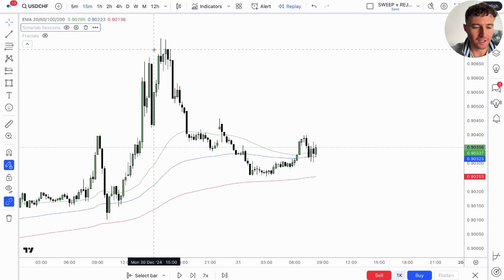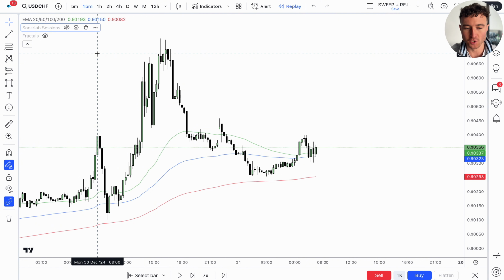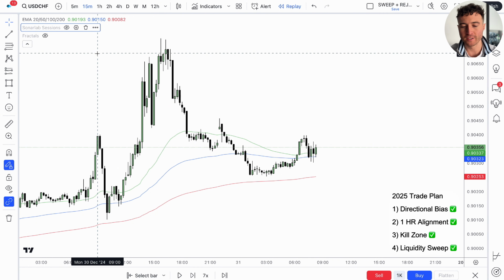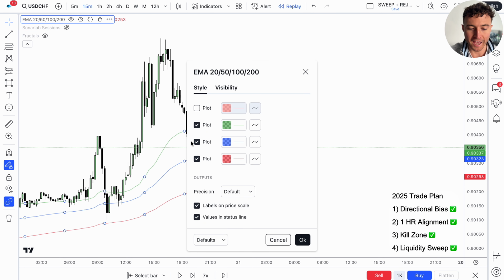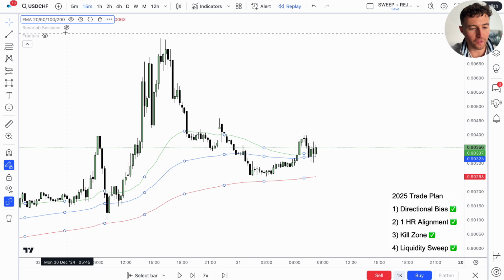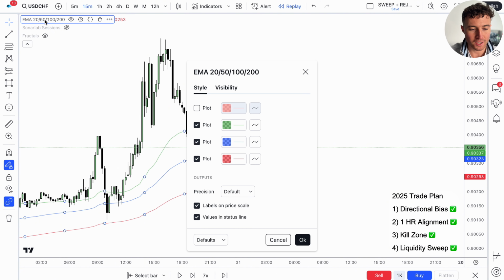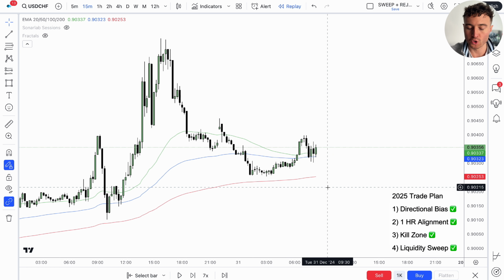So this right here is on USD CHF, on the 15-minute time frame. And the first thing that we need to understand within our trading plan is our directional bias. And we do that by simply using the 50, the 100, and the 200 exponential moving average. If you look at the top left of my screen, you can see we have the 50, the 100, and the 200 applied to your chart, okay?